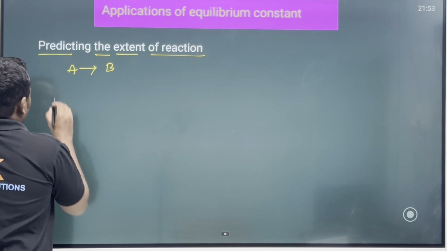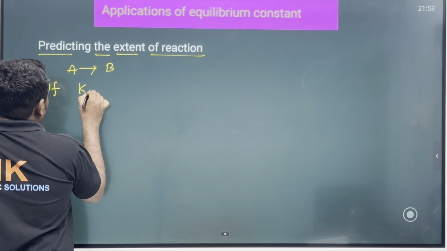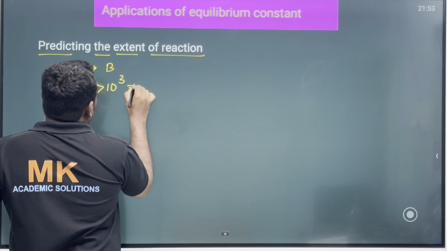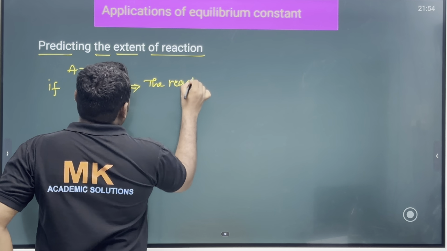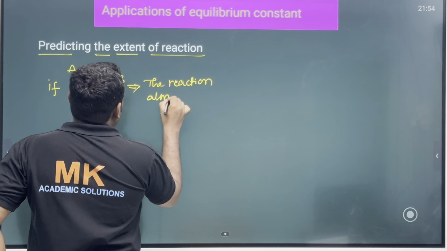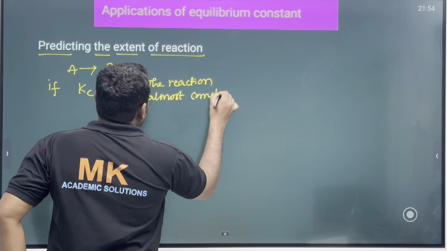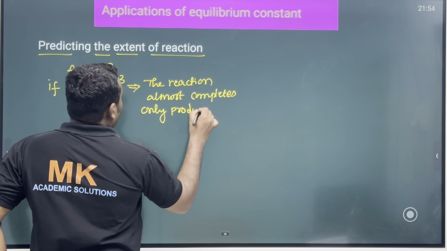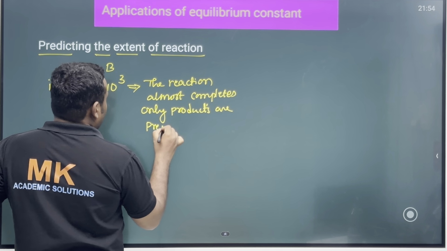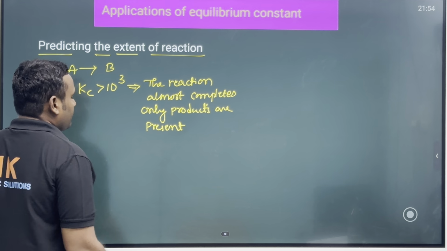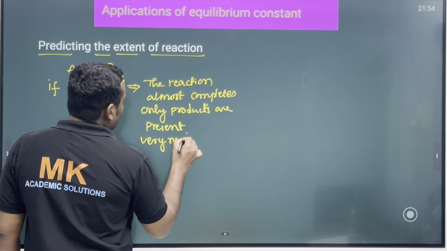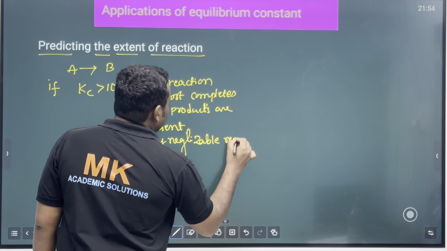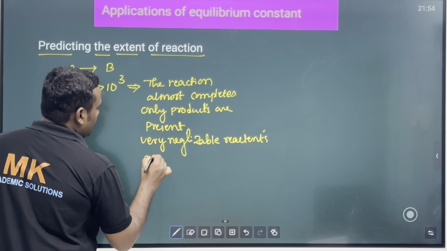See here, if Kc value is greater than 10 cube, it means the reaction almost completes, only products are present, and a very negligible amount of reactants are present.